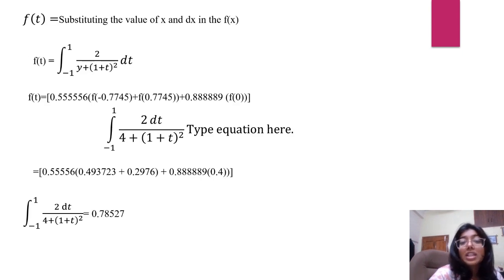Substituting the value of x and dx in f of x, we get the integral from minus 1 to 1 of 2 dt upon 4 plus (1 plus t) whole square. We put the values over here and then we get the value, which is 0.78527.